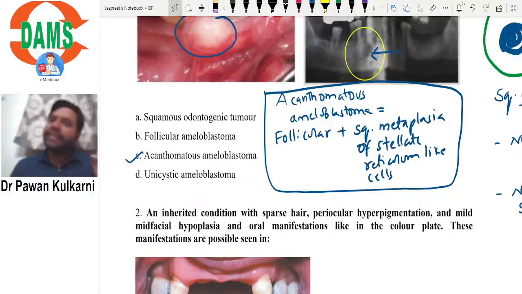How do I rule out unicystic ameloblastoma? Because unicystic ameloblastoma doesn't contain follicles. What is unicystic ameloblastoma? It is just a lumen, a lining, and a capsule. It is a cyst. It is ameloblastoma which has got a cystic appearance.